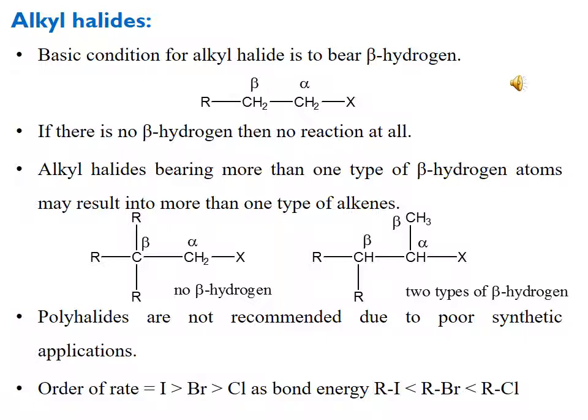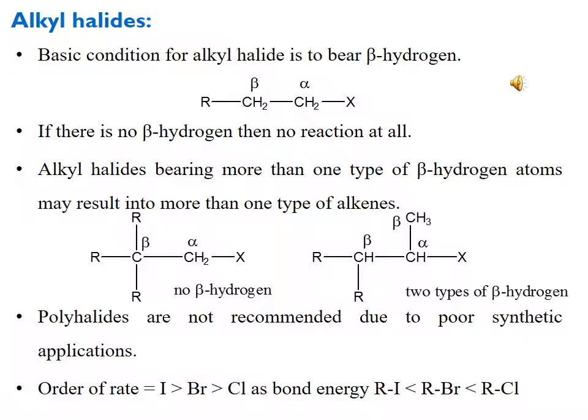beta hydrogen. Here you can see the structure: the carbon which is directly attached to the halogen is called alpha carbon, and the hydrogens attached to it are known as alpha hydrogens. The carbon directly attached to this alpha carbon is known as beta carbon, and its hydrogens are known as beta hydrogens. So this beta carbon should bear a beta hydrogen for the olefination reaction. If there is no beta hydrogen present, then there will be no conversion into alkene, that is, no alkene product and no reaction at all.